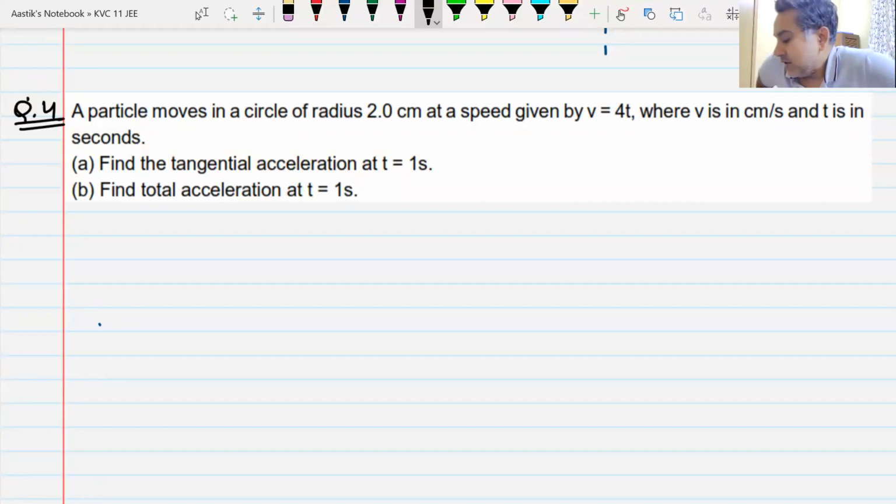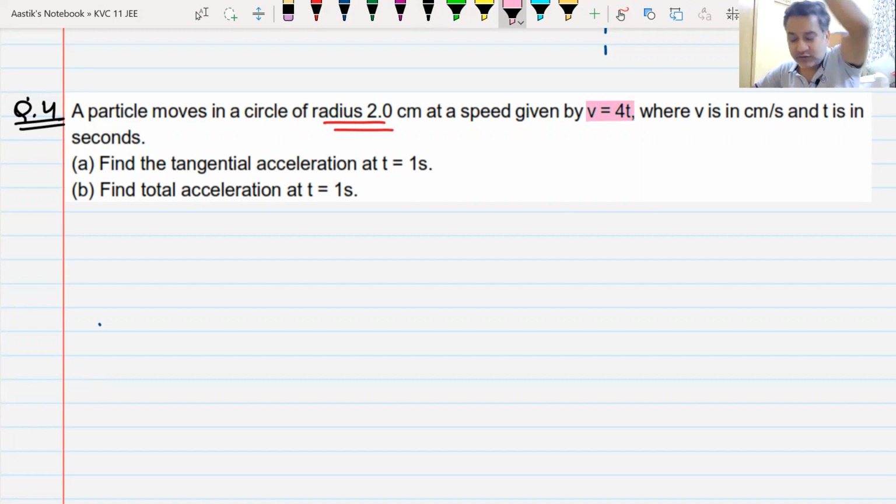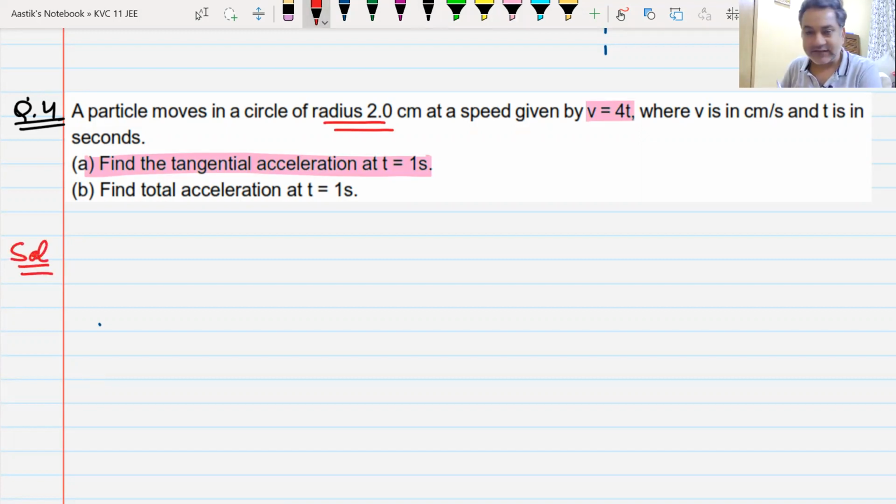Chalo. So let us see what all things are given to us. The radius is given as 20 centimeters. The speed, or the magnitude of velocity, is given as 4t. Everything is in centimeter per second, so we can also find the answer in centimeter per second square. We have to find out the tangential acceleration at 1 second. How do you find out the value of this tangential acceleration?